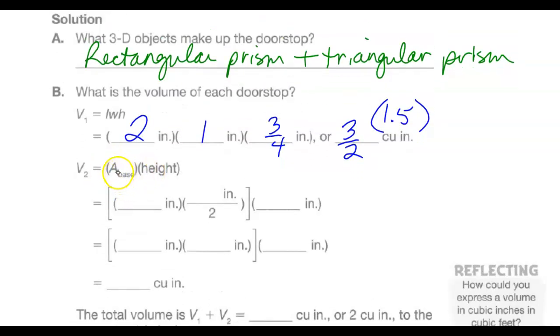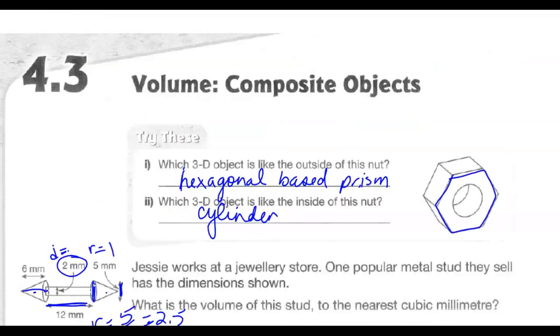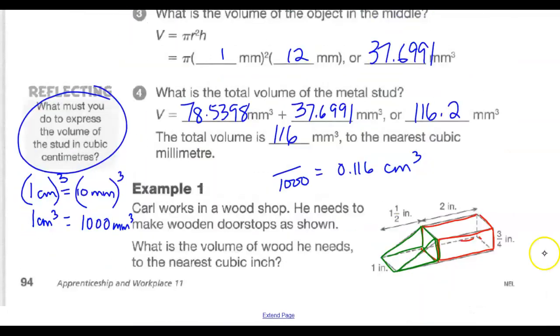Well, the area of the base is a triangle, and so we've got to find that. You can see here that they've divided the two over here. It doesn't really matter where. Let's take a look at what we've got here.